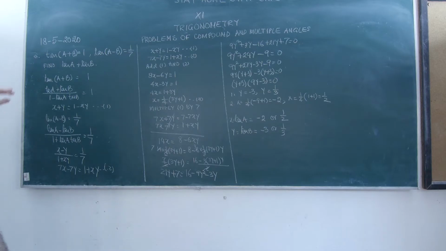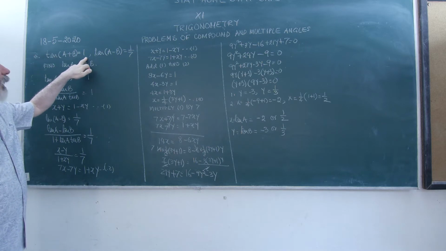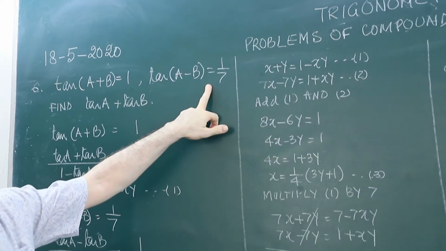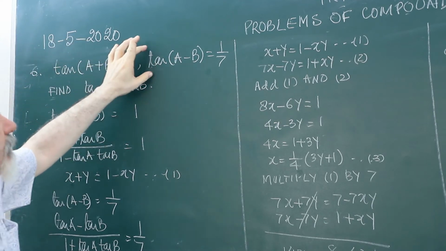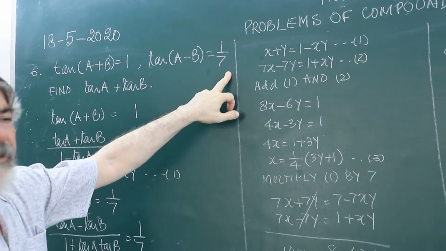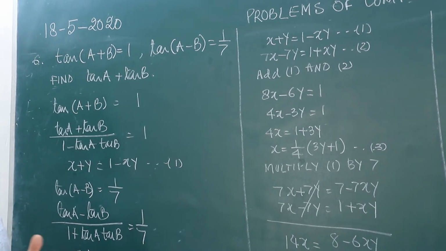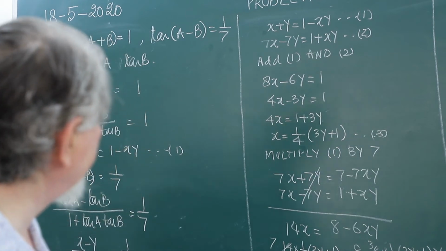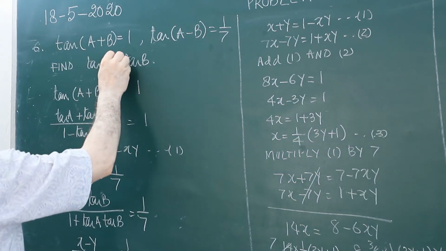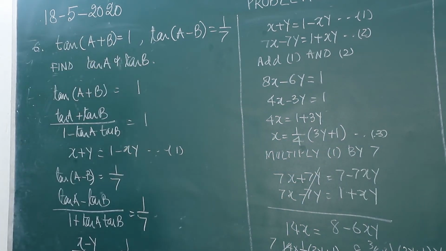The given question is tan a plus tan b is equal to 1 and tan a minus b is equal to 1 upon 7. So tan(a plus b) is 1, tan(a minus b) is 1 upon 7. We have to find the values of tan a and tan b.